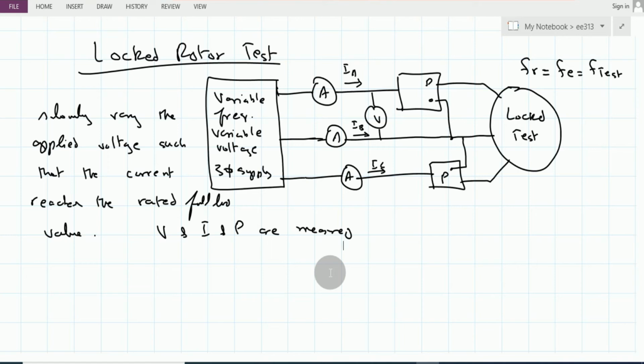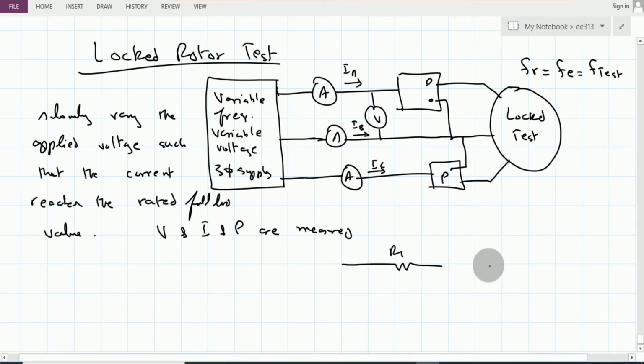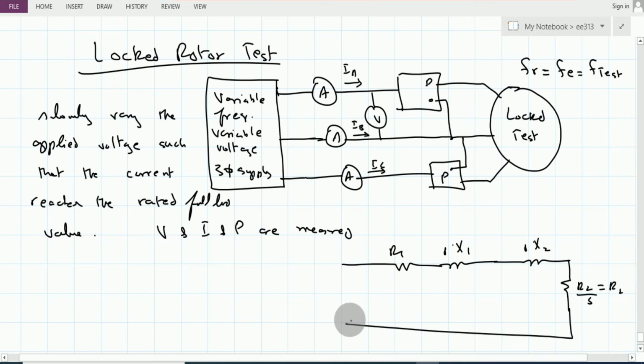So the equivalent circuit for this test is, we have this R1, this is jX1, sorry, here we have this one equal to jX2, and this is R2 over S, which is equal to R2 because the slip is equal to 1. And in here we have the jXM as well as this RC, this is V phase, and here we have the current I1. This is the current I2.